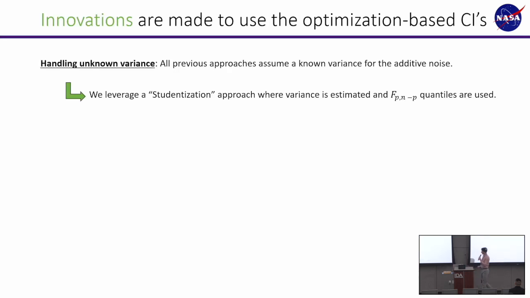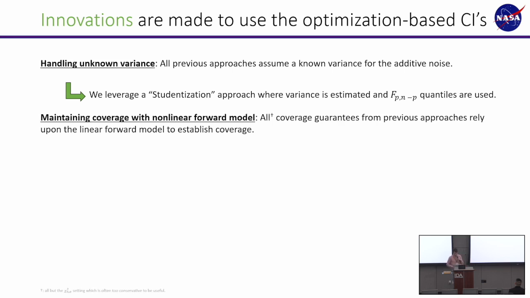Okay. So as I mentioned, we're extending this methodology, and there are some key innovations that we need to include. The first is my scientific colleagues have again assured me that they don't know the variance necessarily. No problem. Statistics deals with this all the time. We can apply kind of a traditional studentization type approach here and use F quantiles instead of chi-squared quantiles, and I'll explain how that works in a second.